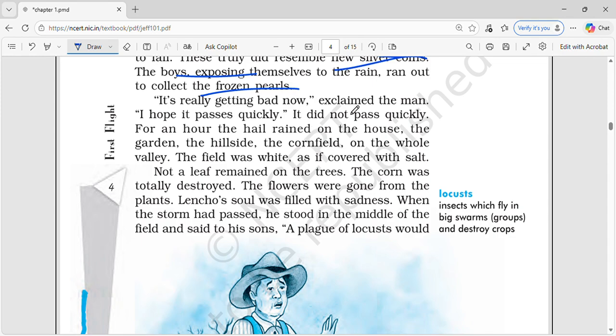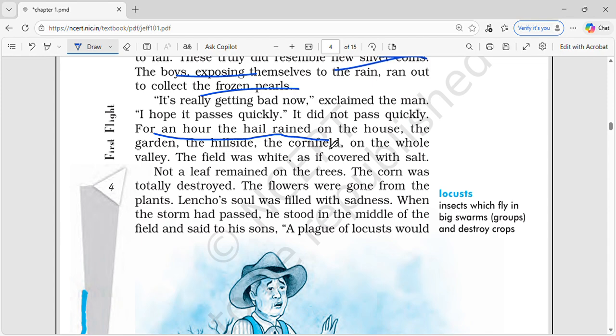"Really getting bad now," exclaimed the man. "I hope it passes quickly." It did not pass quickly. For an hour the hail rained down on the house and on the garden, the hillside, and the cornfield, on the whole valley. Now the field was white as if it was covered with salt, and not a leaf remained on the trees. The corn was totally destroyed, the flowers were gone from the plant, and Lencho's soul was filled with sadness.